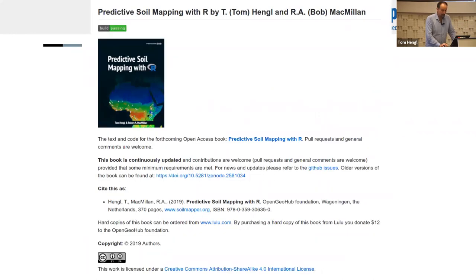We also have a book called Predictive Soil Mapping with R. This is an R Markdown book. We're proud that this book is available under the Creative Commons attribution share alike license, so it's not a commercial book. You can use anything from the book as long as you cite the source. You don't need to ask for any copyright. We are very much promoting open sharing of information, and especially scientific work.